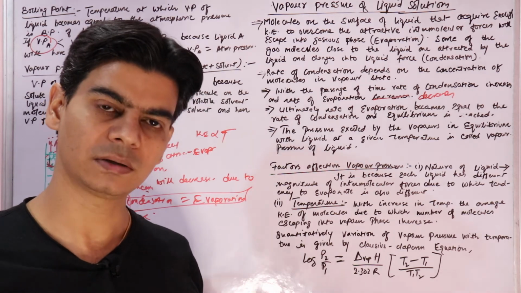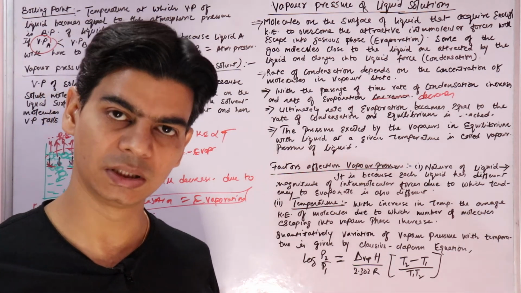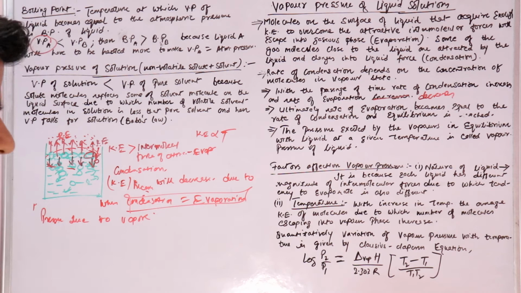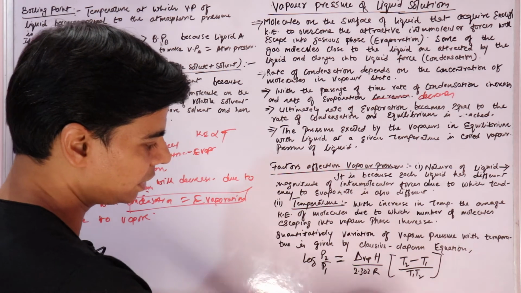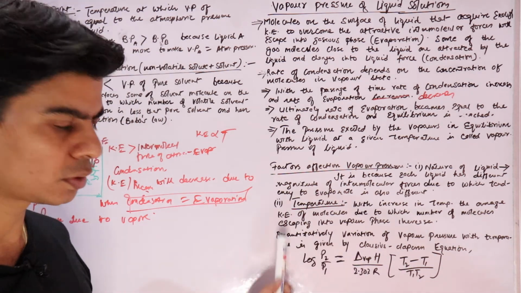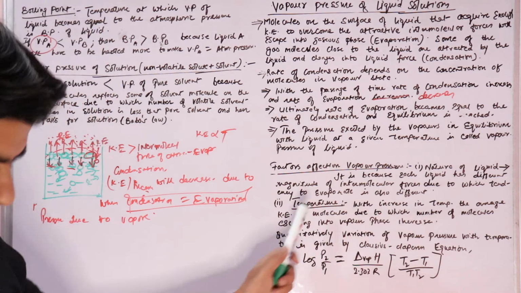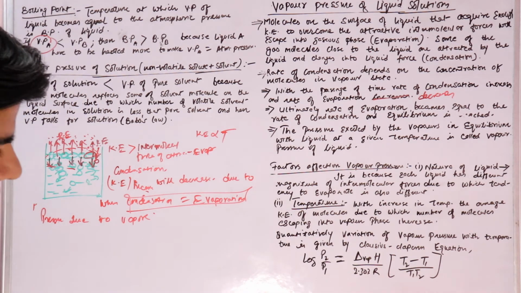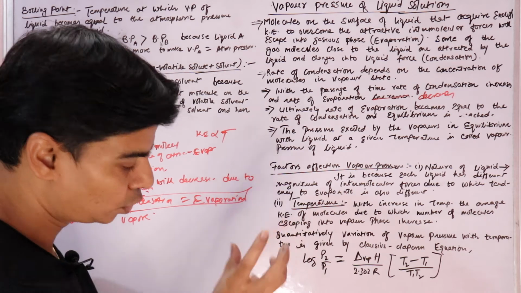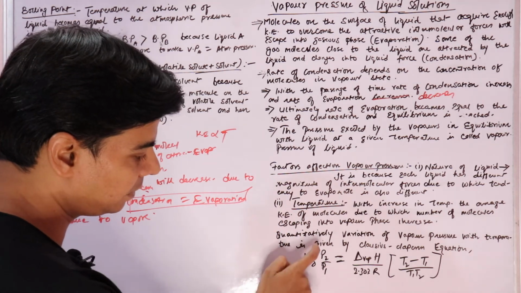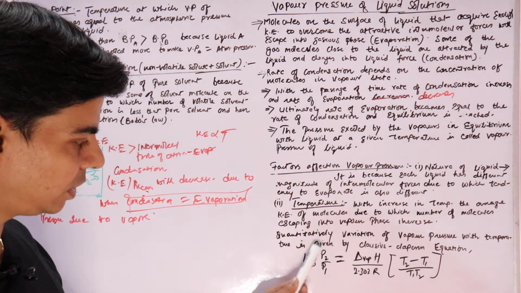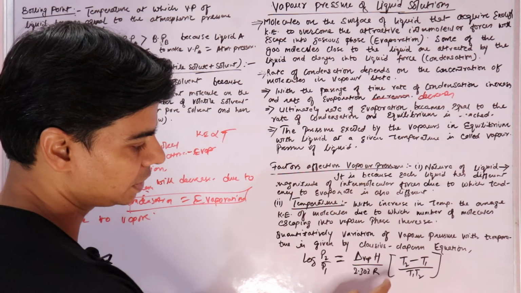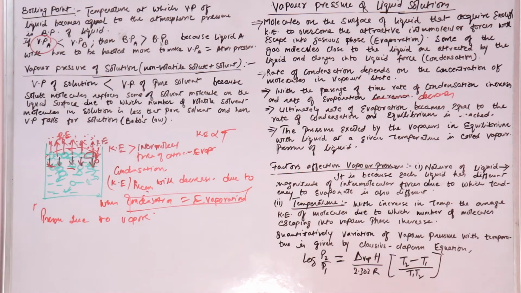The vapor pressure above the liquid surface would increase with increase in temperature, and this is given quantitatively using the Clausius and Clapeyron equation. This is known as the Clausius and Clapeyron equation, which shows vapor pressures P1 and P2 at two different temperatures T1 and T2, right?